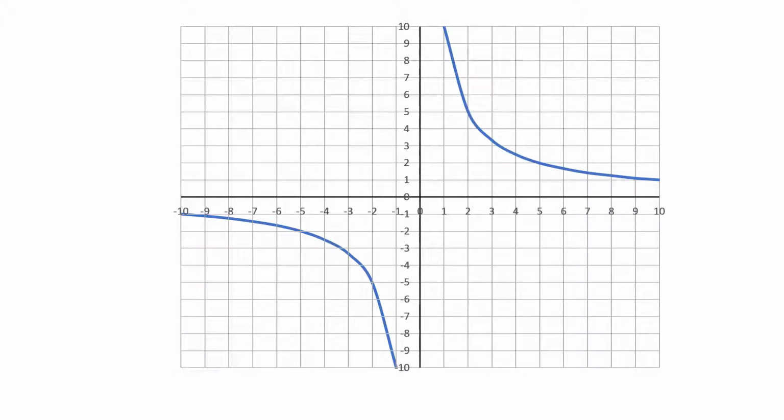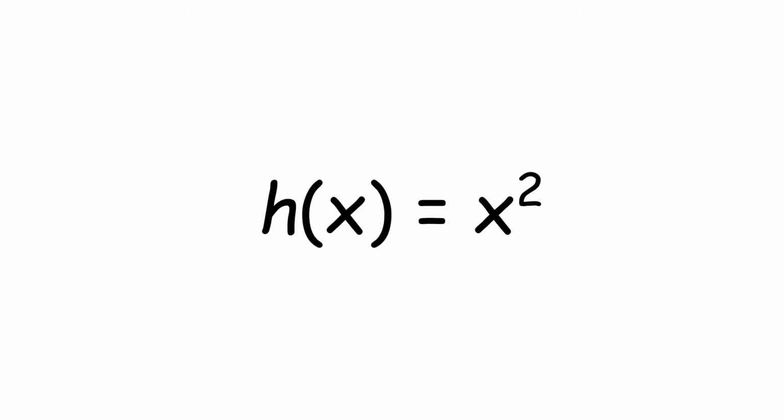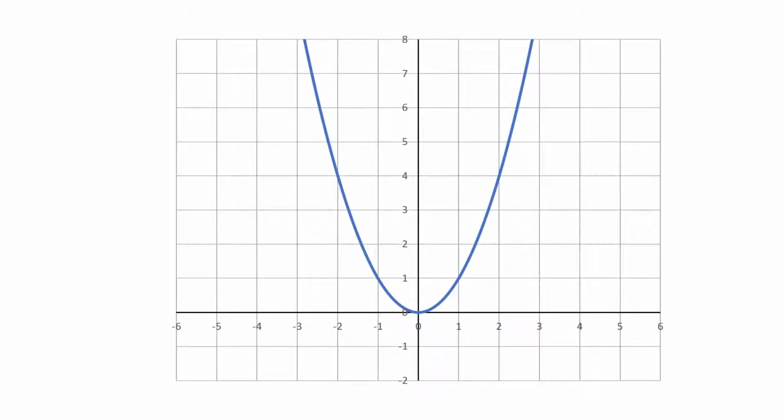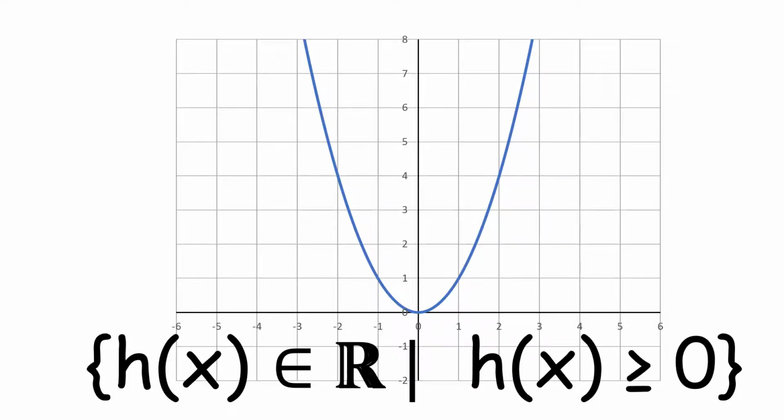Alright, let's look at another function. Function h returns x squared. Well, let's look at the graph for that function. And note that when you multiply any number by itself, the result is always 0 or greater. You can't square a number and get a negative value. So the possible outputs for function h, which we call its range, is defined as being the set of all real numbers such that h of x is greater than or equal to 0.